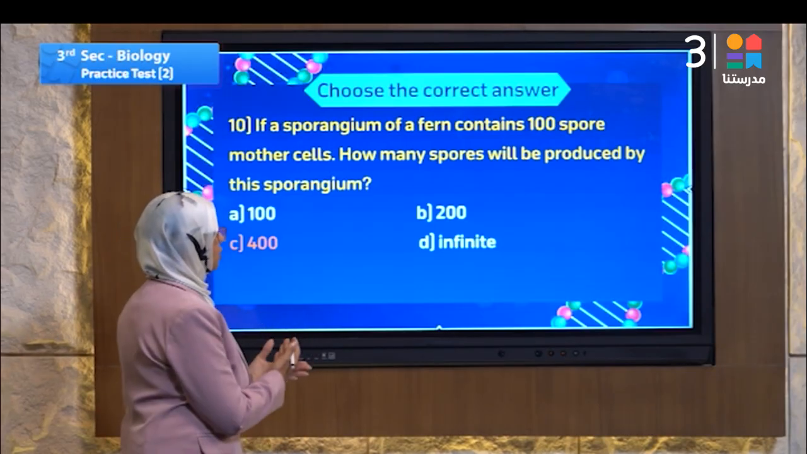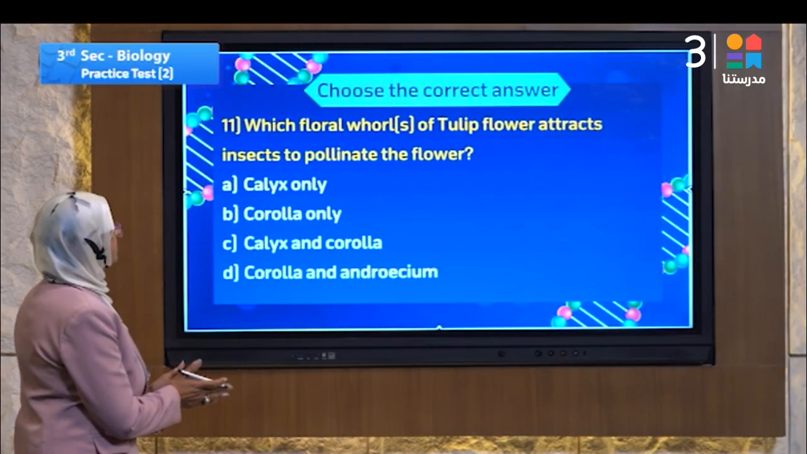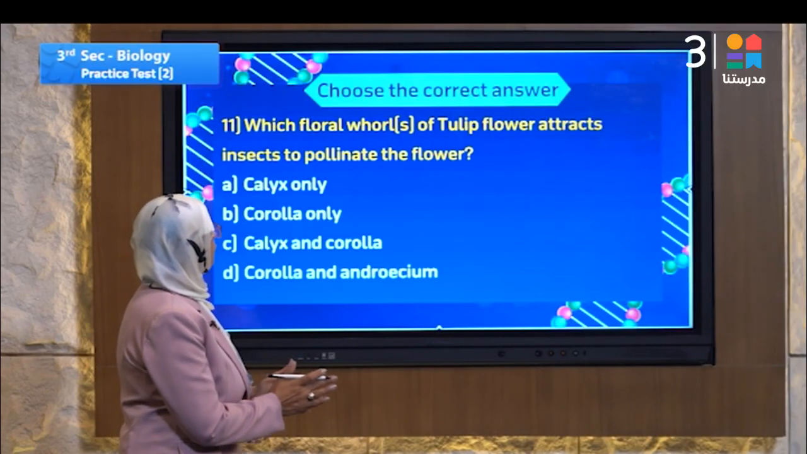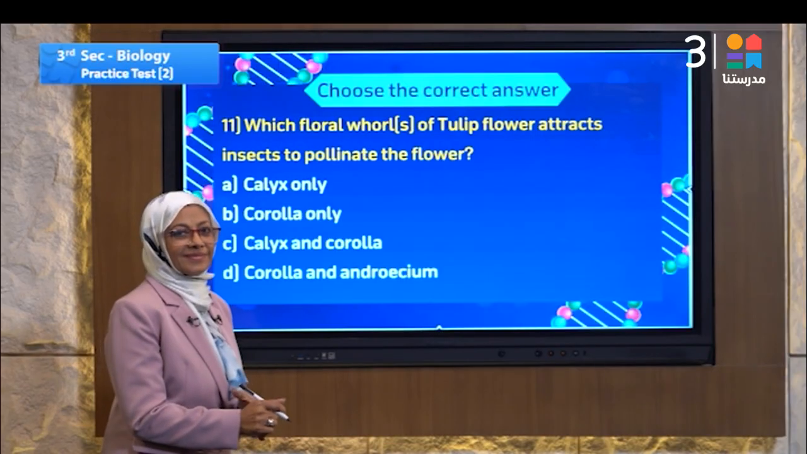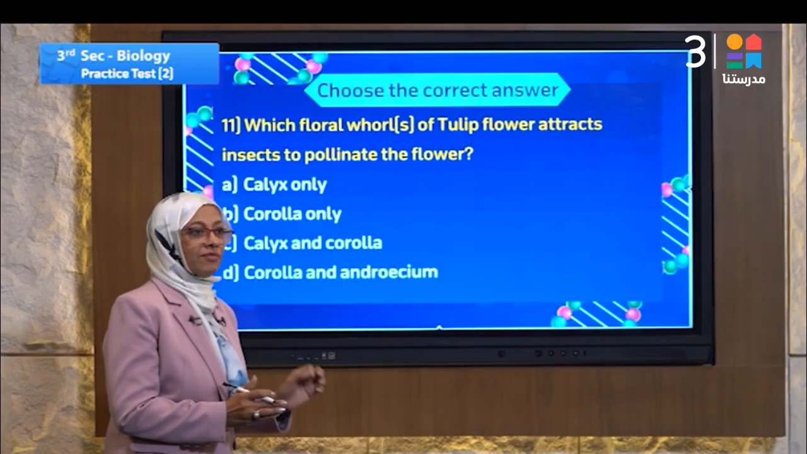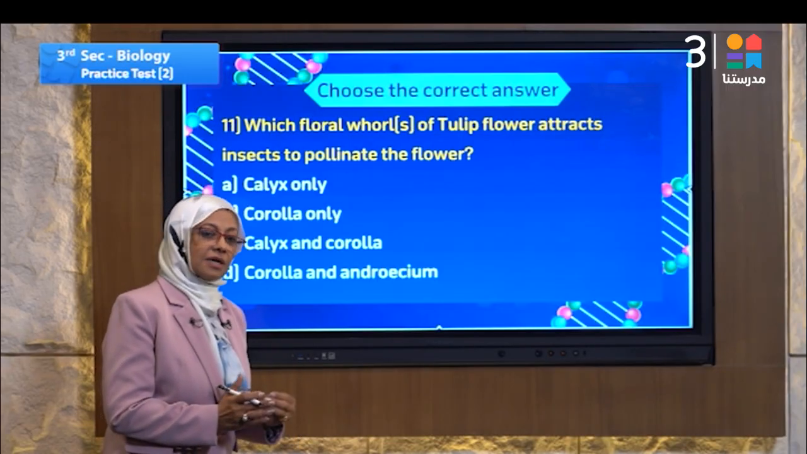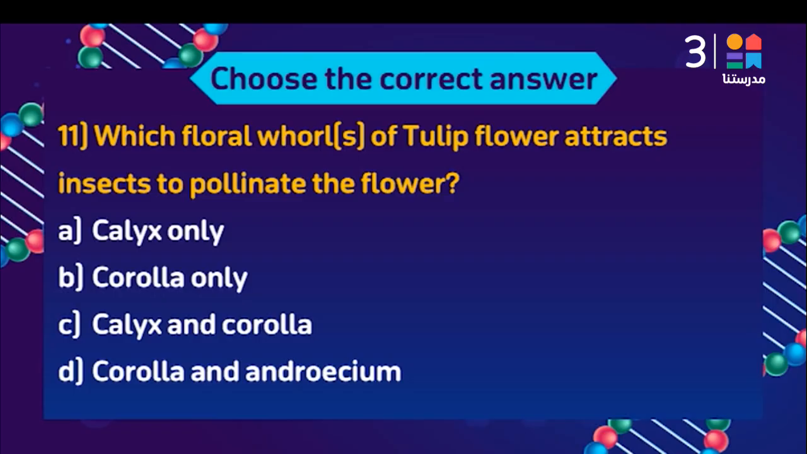Let's go to question number 11. Question 11 speaks about the floral role of the tulip flower. The tulip flower is a special flower which has a very specific phenomenon. Let's read the question and then we speak about the phenomenon. Which floral roles of the tulip flower attract the insect to pollinate the flower? How is the insect attracted to the flower?